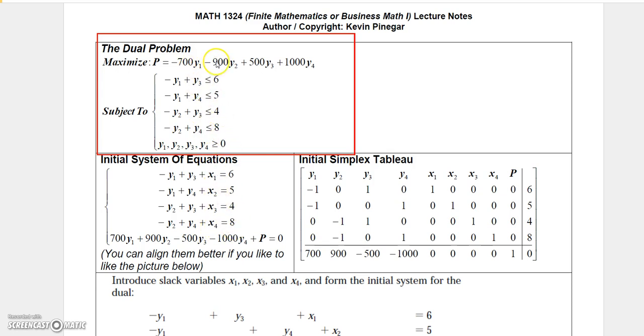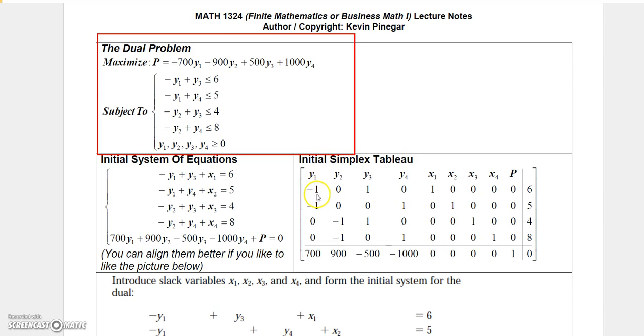And then we'll move these four terms to the left of the equal side, and they'll all change signs. So I'll get 700y1 plus 900y2 minus 500y3 minus 1000y4 plus p equals 0. And that's my initial system of equations. And then we can put it in an initial simplex tableau.